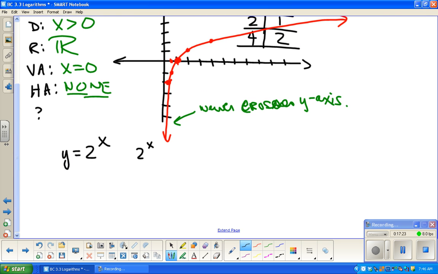Okay, so that was 2 to the y equals x. And this is y equals 2 to the x. Well, what do we call that when we switch x and y?